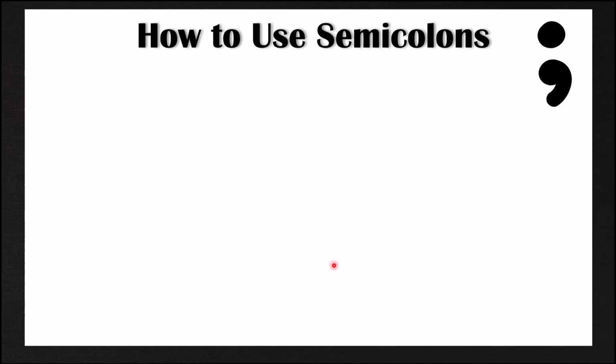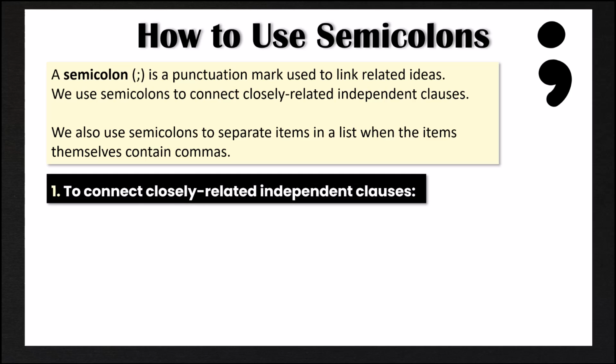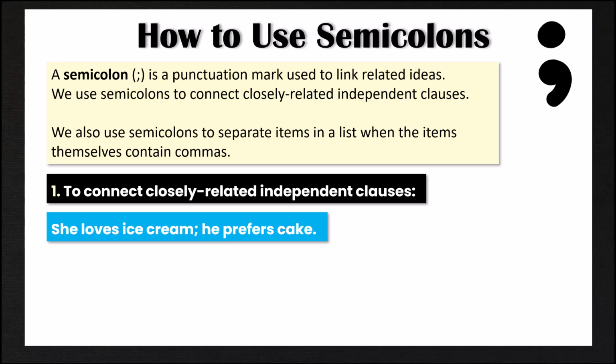So now let's talk about how we use semicolons. A semicolon is a punctuation mark used to link related ideas. We use semicolons to connect closely related independent clauses. We also use semicolons to separate items in a complex list when the items contain commas. First, let's talk about using semicolons to connect closely related independent clauses. This is the most common use of the semicolon.